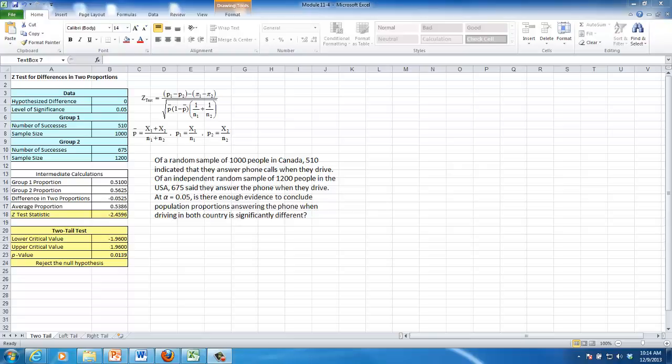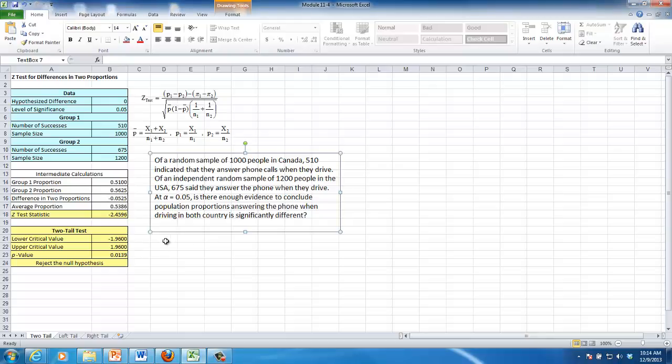Testing the difference between proportions. Most of the time, we need to make comparisons and analyze differences between two population proportions. The z-test with some modifications can be used to test the equality of two proportions. Let's take a look at our example here.